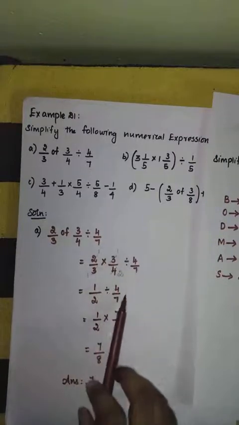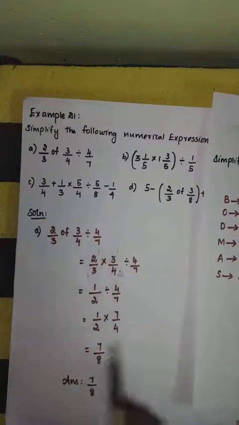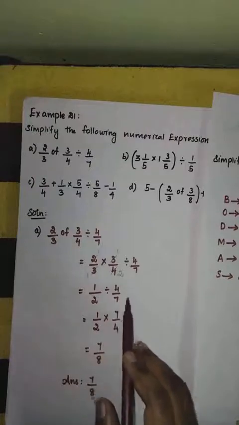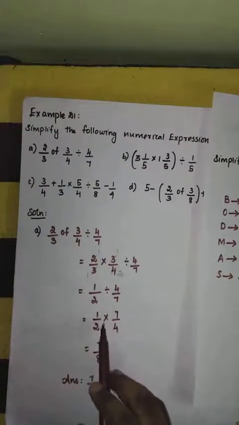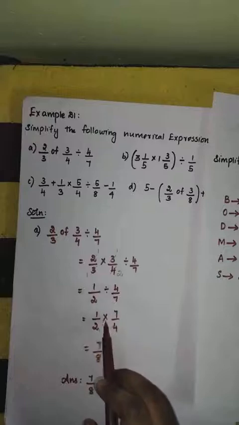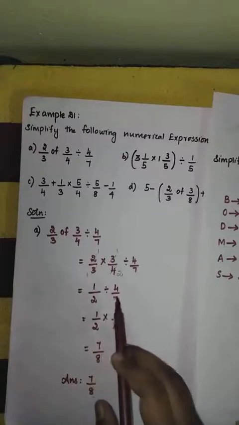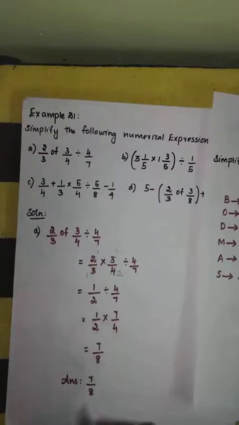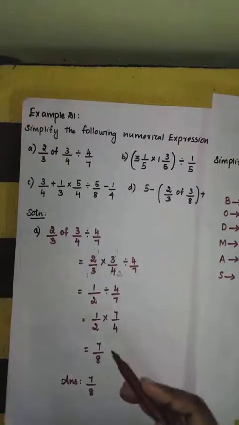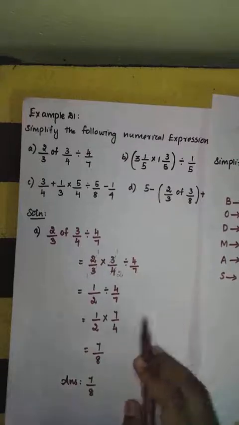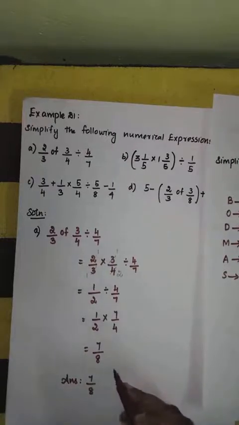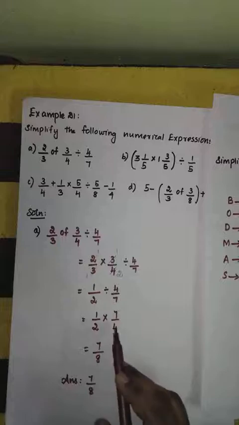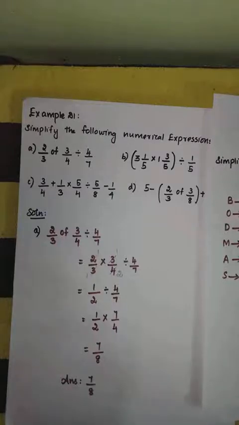Then divided by 4 by 7. Next we need to divide 1 by 2 divided by 4 by 7. So the division sign will change into a multiplication sign. Then take the reciprocal of 4 by 7. The reciprocal is 7 by 4. Check whether any common factors are there. If there is no common factor, just multiply the numbers and write the answer. So 1 into 7, 7. 2 into 4, 8. So our answer is 7 by 8.